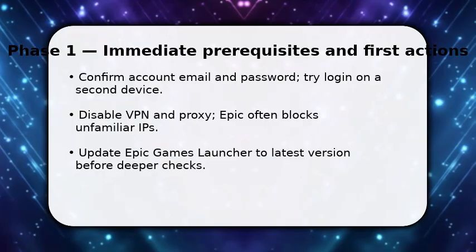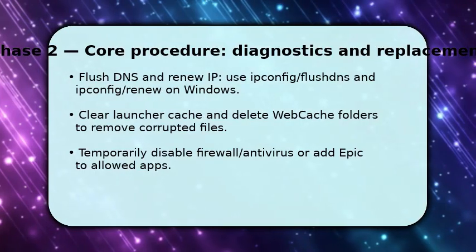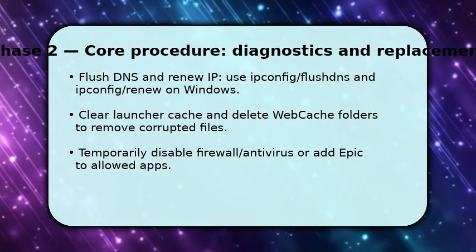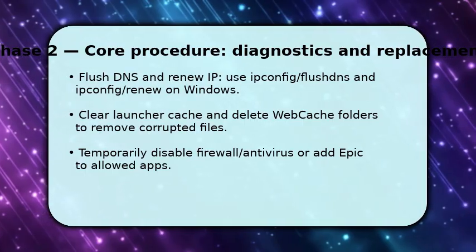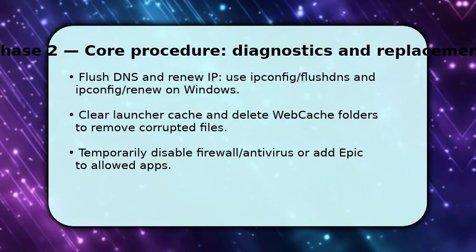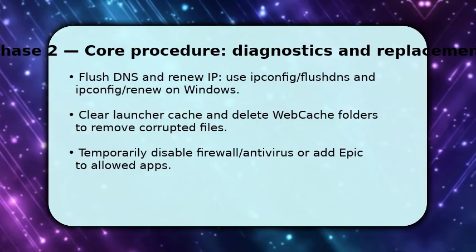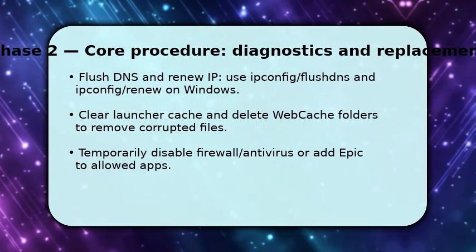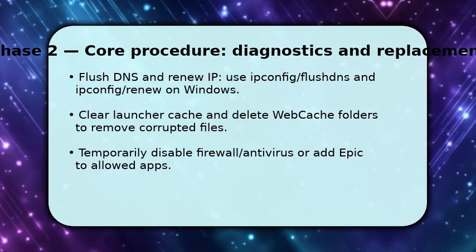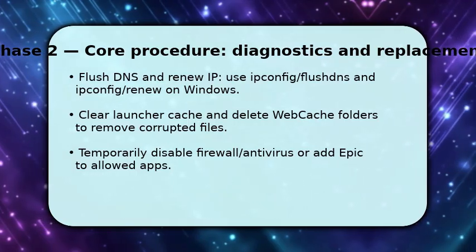Now you tackle network and local cache causes because most stubborn logins hide here. Start by flushing DNS and renewing your IP to clear stale routing, then restart the router. This often fixes token misrouting. After that, clear the Epic Games launcher cache and delete the web cache folders to remove corrupted session data.